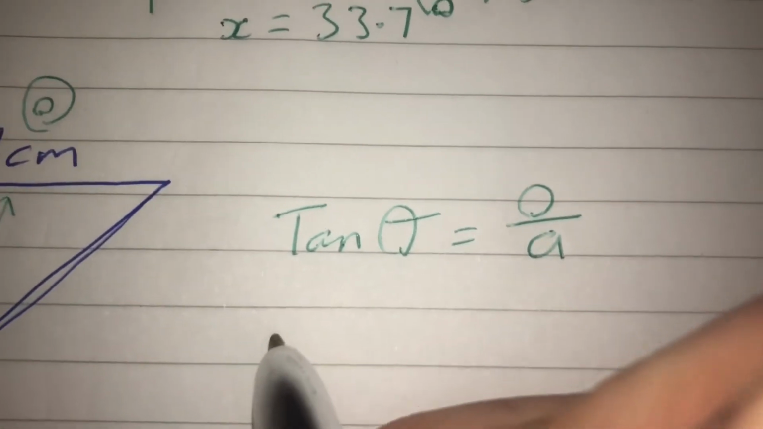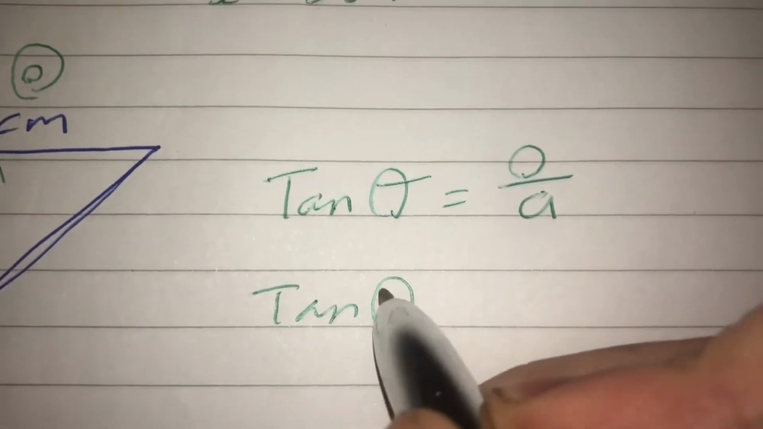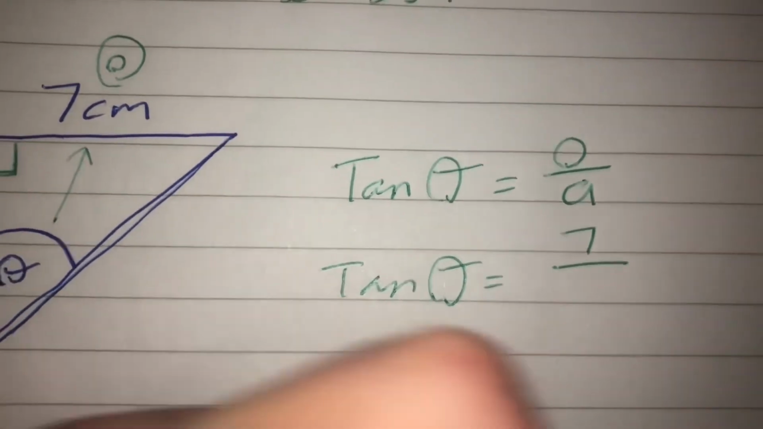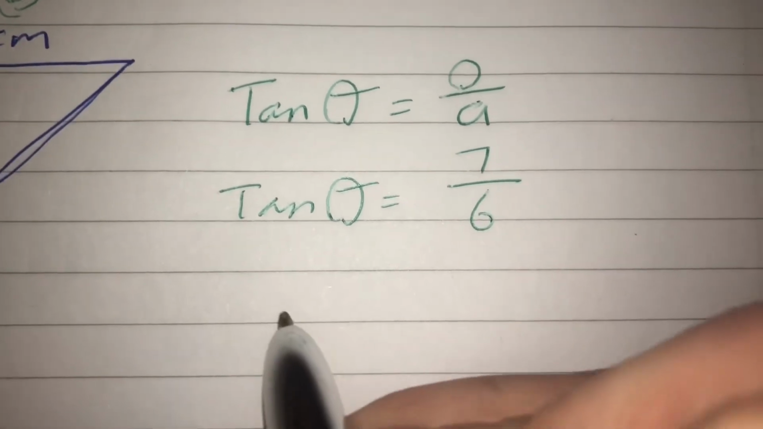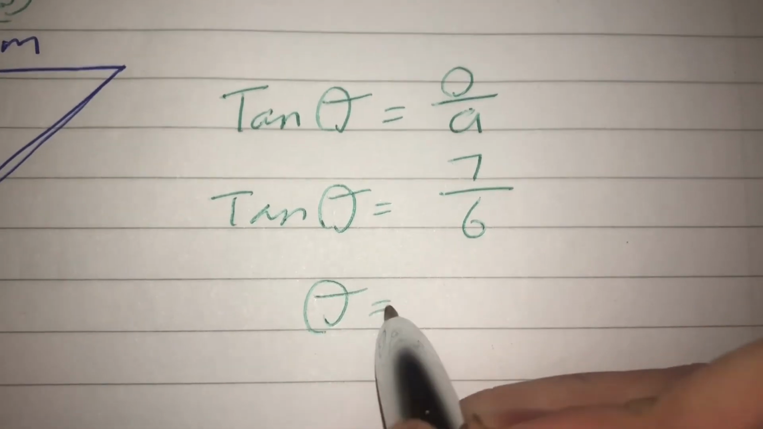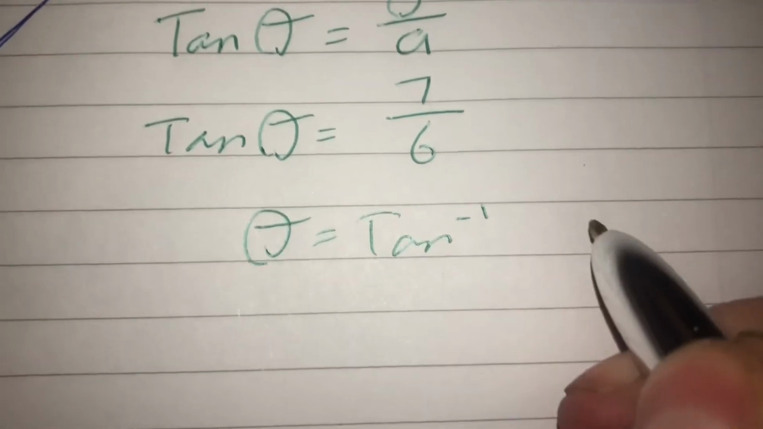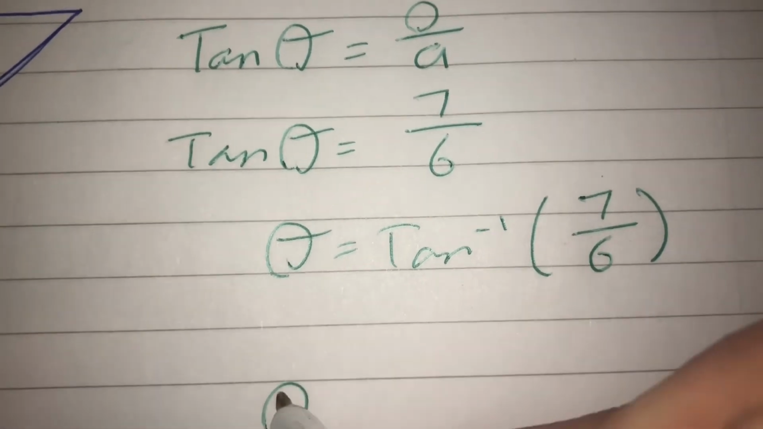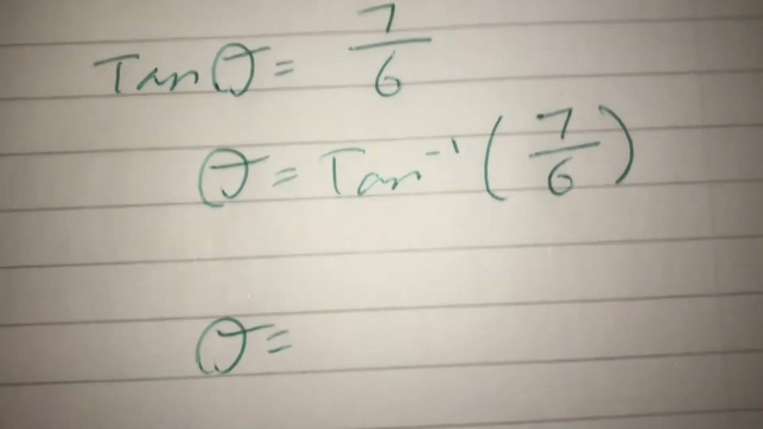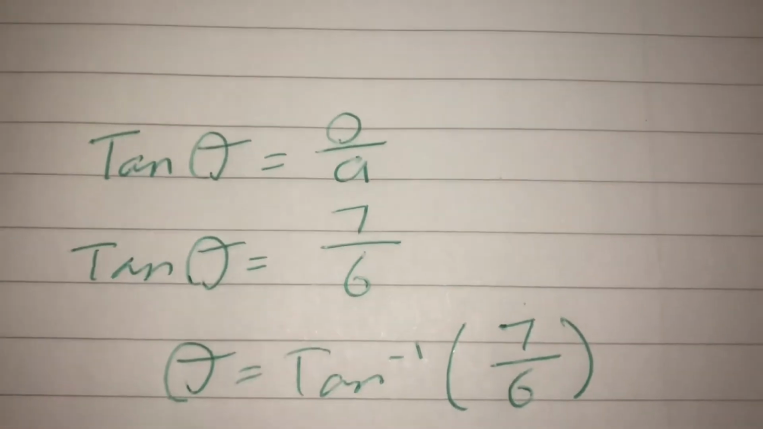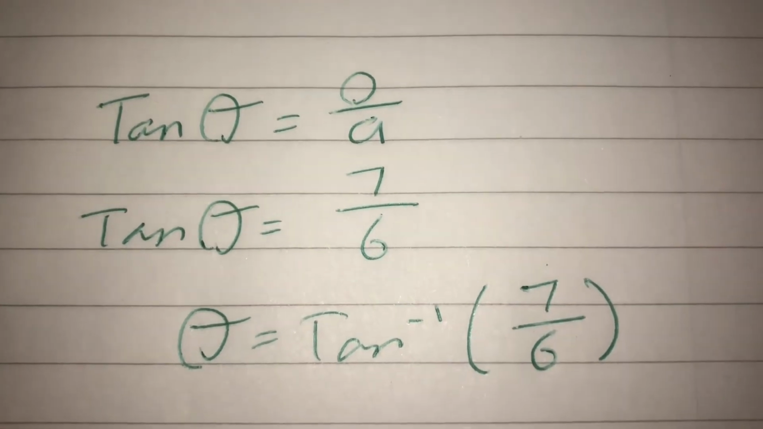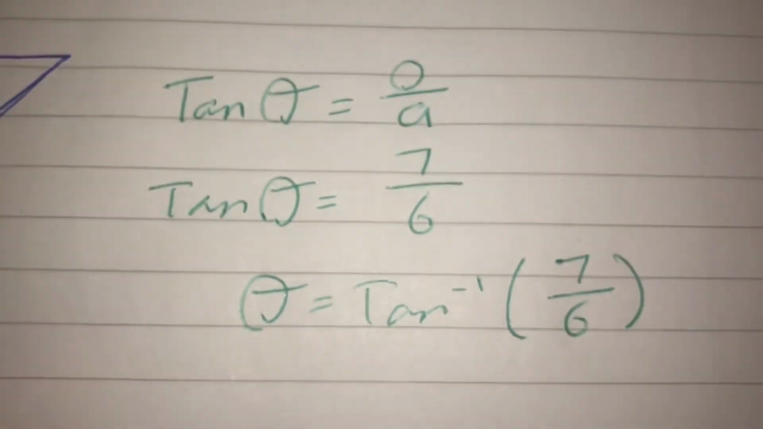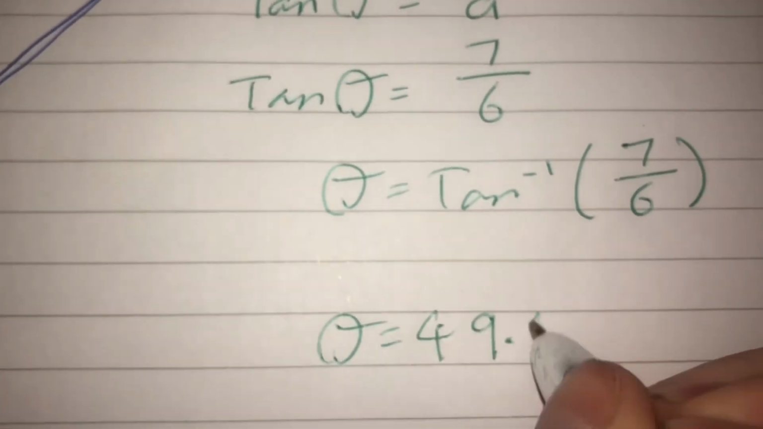We substitute in our values, so tan theta equals opposite, which is 7, over the adjacent, which is 6. We use our inverse function, so theta equals tan to the minus 1 of 7 over 6. I've just moved the tan across. Then we simply put this into the calculator: shift, tan to the minus 1, open bracket, 7 over 6, close bracket, and 49.4 to 1 decimal place is my answer for this question.